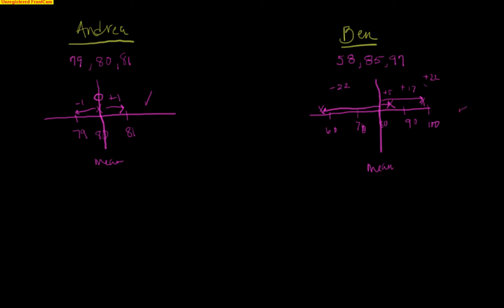But these numbers, 22 on one side and -22 on the other, versus a 1 and a -1, show there's much more spread with Ben. If we looked at the interquartile range, which is tough with only 3 pieces of data, we can see that his interquartile range would be much more spread. How do we find the standard deviation, and what does it mean?